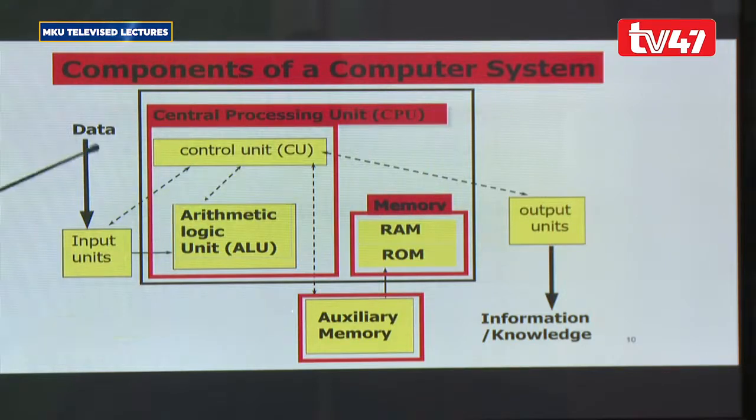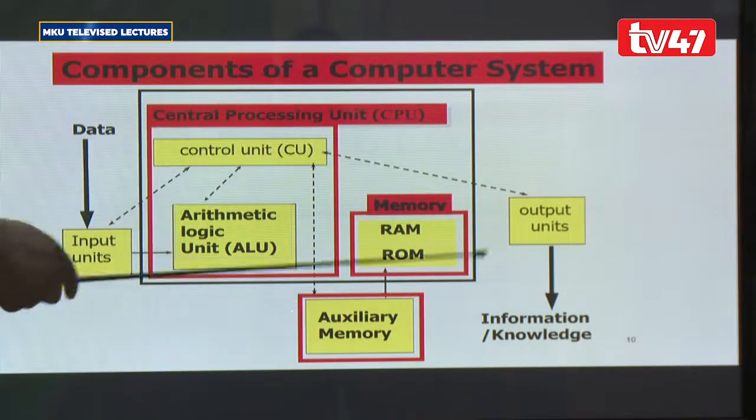The first part is the data, and we define data as raw facts and figures. And in IT, we also include symbols and unstructured data. So the data moves from this form to the input unit. Examples of the input units include the keyboard, the mouse, etc. After data moves from the input devices, it goes straight to the central processing unit.